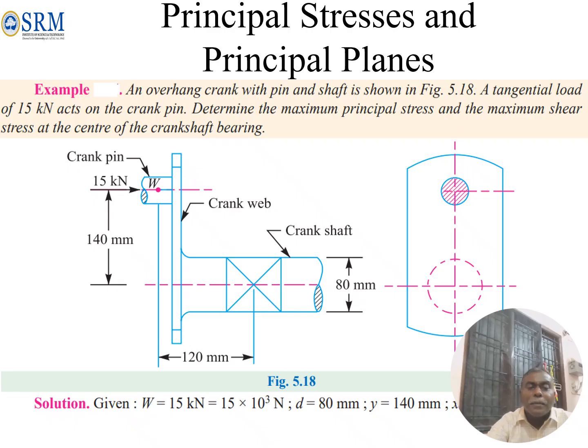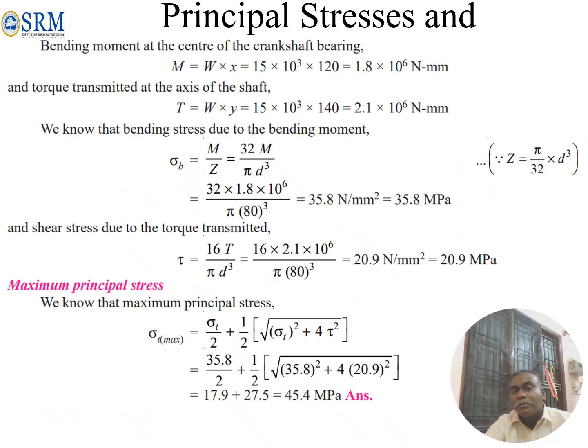Here you note one parameter: y is 140 and x is 120. Y is the perpendicular distance of this load, and 120 is the parallel distance, so keep that in mind. The bending moment at the center of the crankshaft bearing: M equals W into x, 15 into 10 to the power 3 into 120, where 120 is the perpendicular distance. The torque equals W into y. Torque equals force into distance, or force into radius, where radius is diameter by 2. So that is 15 into 10 to the power 3 into 140 here.